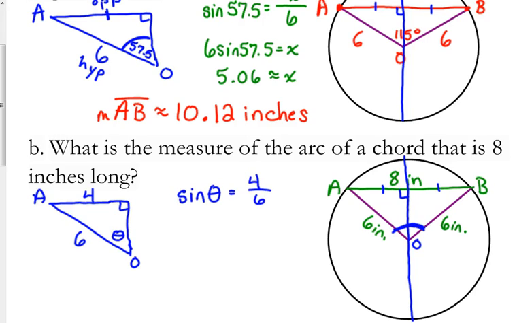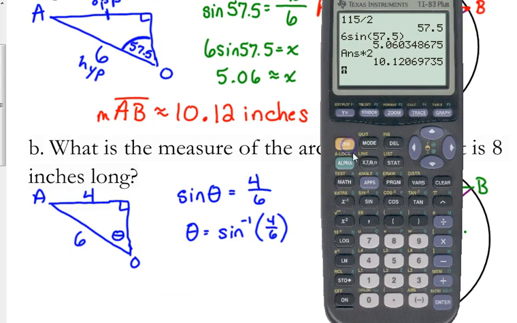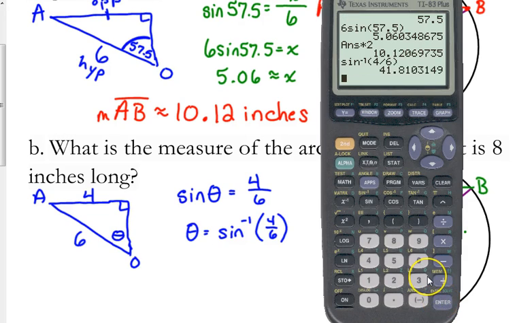I don't know if y'all talked about this before, but to solve for an angle, we use the inverse trig function. So on your calculator, you press second sine of 4 over 6, and that will give you the angle. So it is approximately 41.81 degrees.